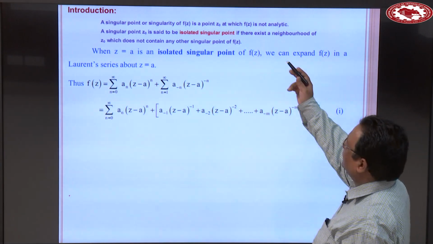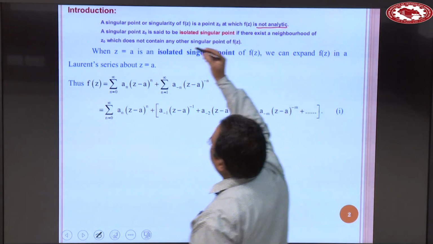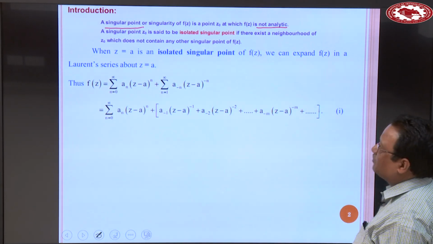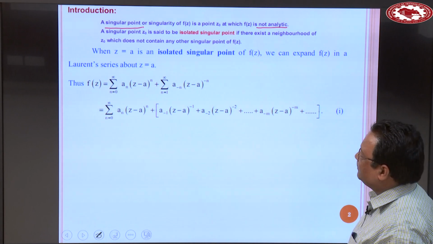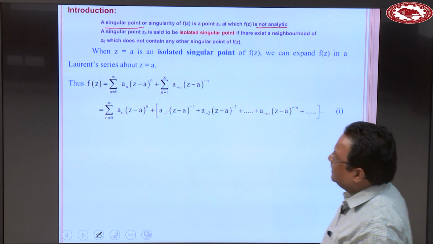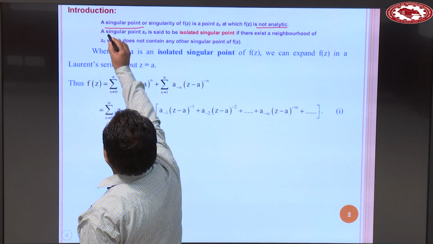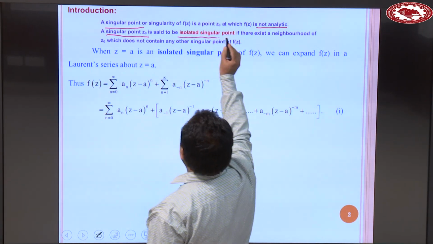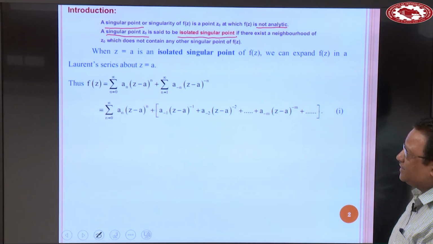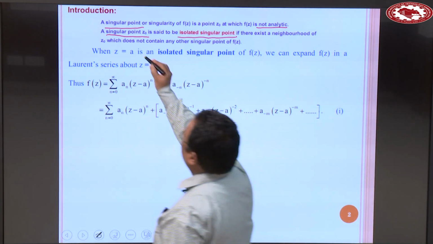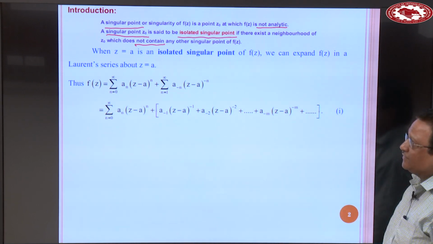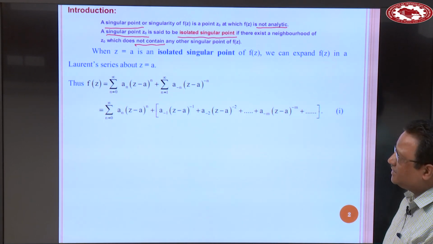Okay. So, we know a singular point or singularity of f(z) is a point z naught at which f(z) is not analytic. We know all these definitions. We have already discussed a singular point. A singular point z naught is said to be an isolated singular point if there exists a neighborhood of z naught which does not contain any other singularity or singular point of f(z), then that point is called an isolated singular point.